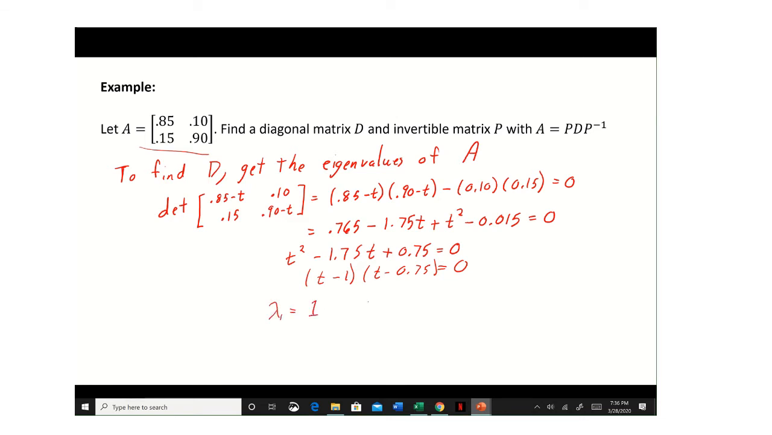Our first eigenvalue is 1. Our second eigenvalue is 0.75. Note that we have two eigenvalues, both with multiplicity 1. And as we're going to see, that is important because that tells us that we can find our diagonal matrix. We have two dimensions, we have two eigenvalues, both with multiplicity 1. So now, right away, we have our diagonal matrix. Our first eigenvalue and our second eigenvalue. There is our diagonal matrix. Our original matrix is similar to this one, and now we can use this information to find P.